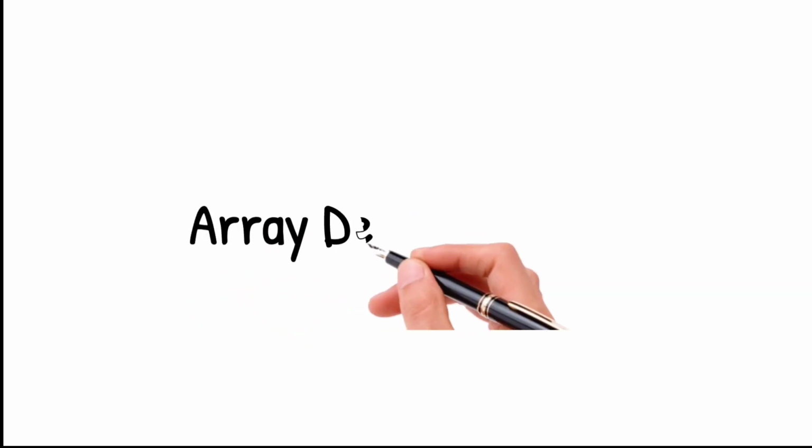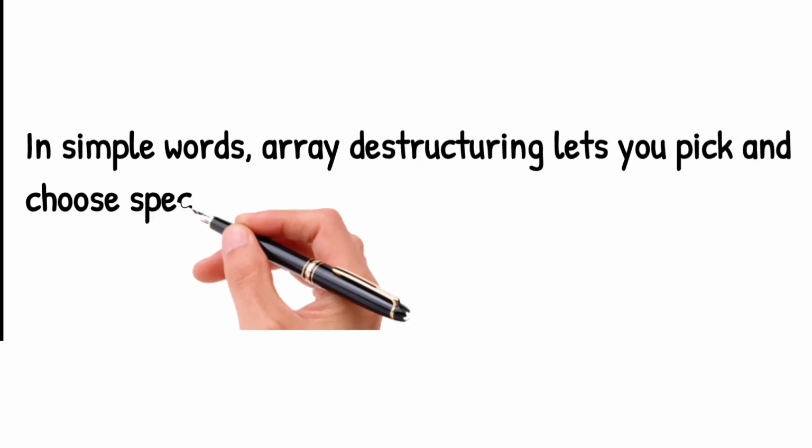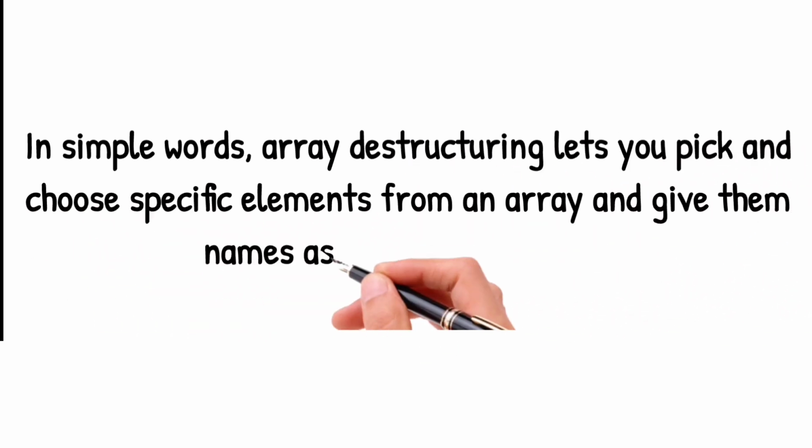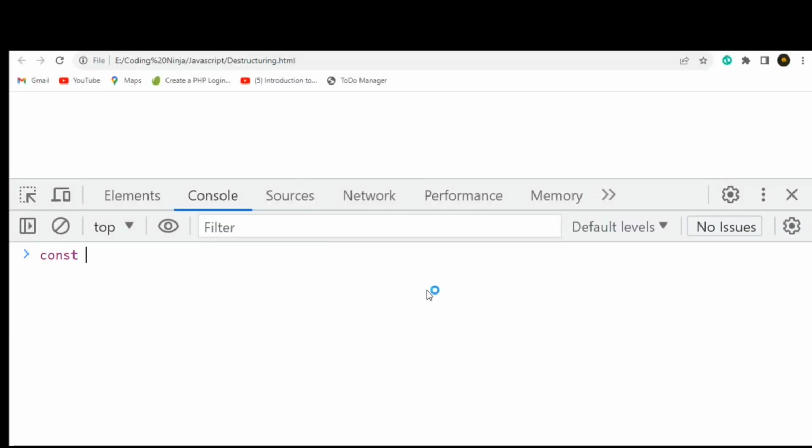Hi guys, today we are going to learn about array destructuring in JavaScript. In simple words, array destructuring lets you pick and choose specific elements from an array and give them names as separate variables. Let's understand it using some code.